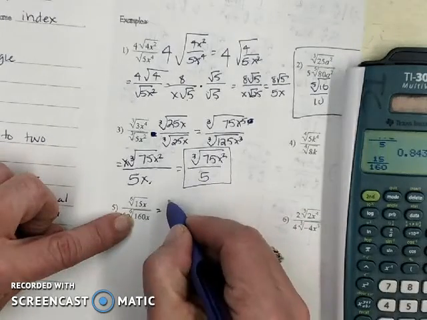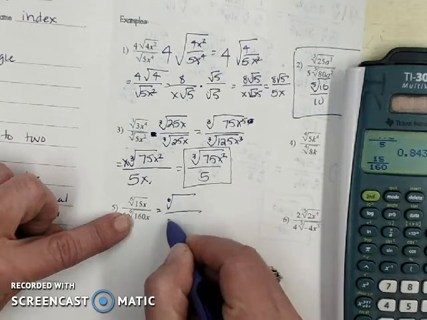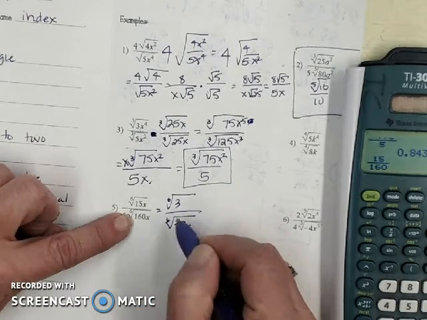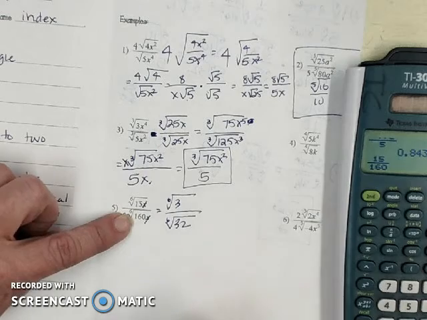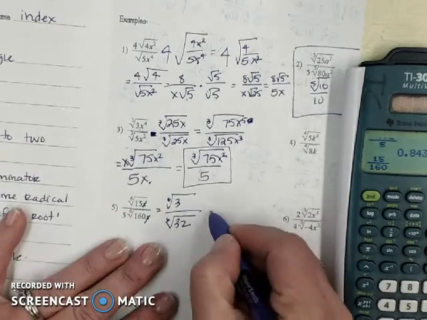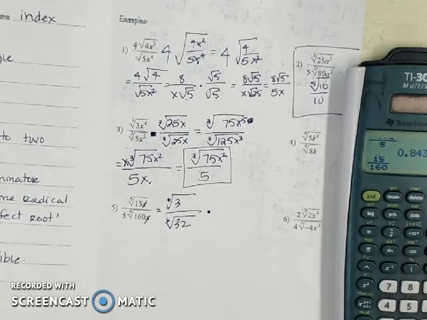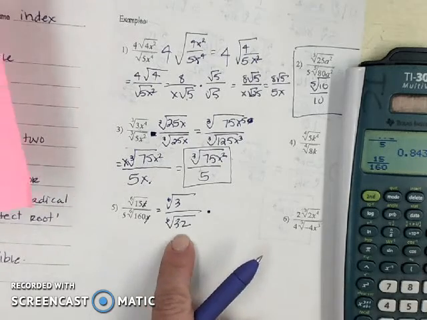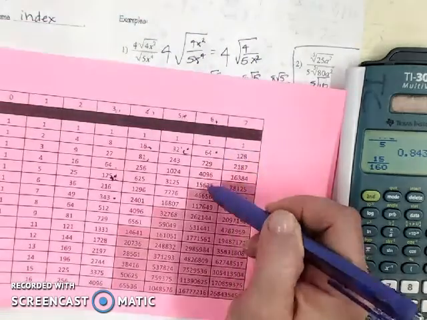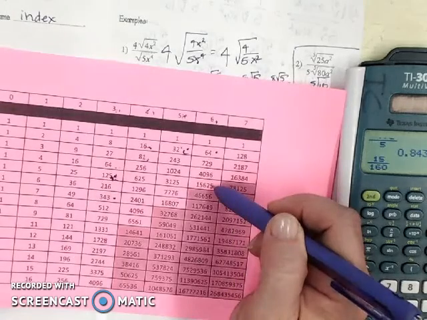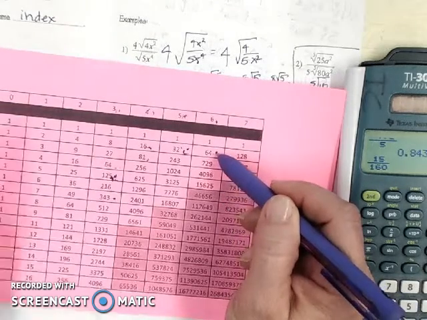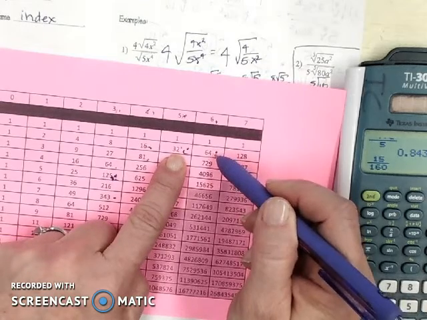So I have the 6th root over the 6th root. 15 over 160 is 3 over 32. X over x is 1. It divides out. So now here comes the rationalizing part. I need the 6th root of 32, so I'm going to go to the 6th column. 32 is not there. Okay? 64 is there, and 32 will go into 64.